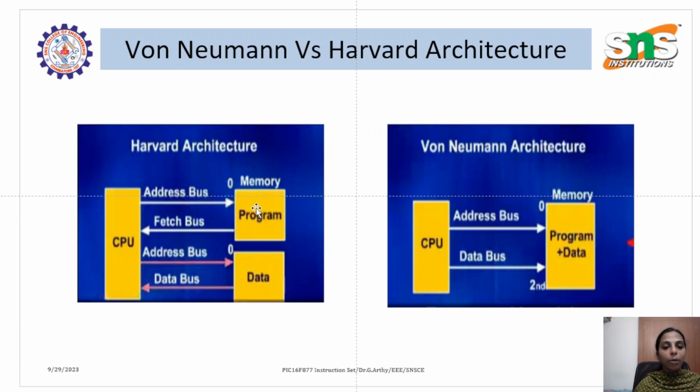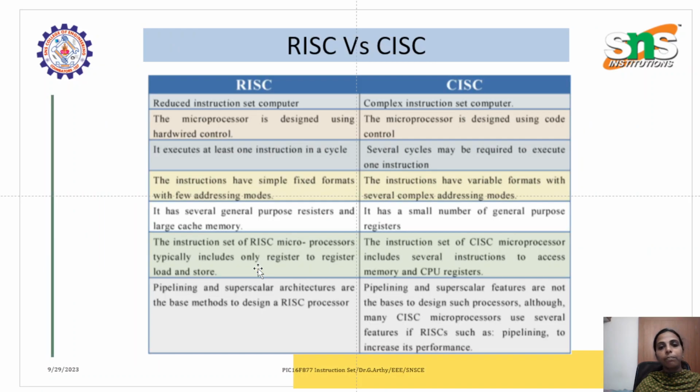But in the case of Harvard architecture, since the program is available in a separate memory and data is available in another memory, when one instruction is being fetched, another instruction can be executed. So Harvard architecture increases the speed of processing too, and this PIC16F877 follows Harvard architecture.